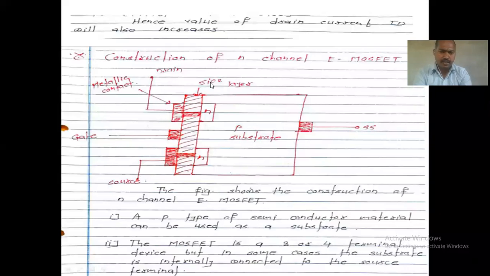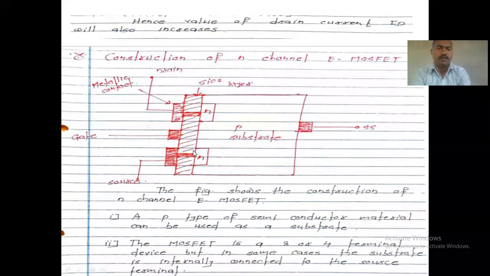Another way, there should also be a connection between the drain and the internal part, or the source to the internal part, or the gate to the internal part through the metallic contact. These are called metallic contacts. This substrate layer is also internally connected to one of the metallic contacts, right? This is used only for contacting between this terminal and the internal part, right? And another thing, this layer is called the SiO2 layer.